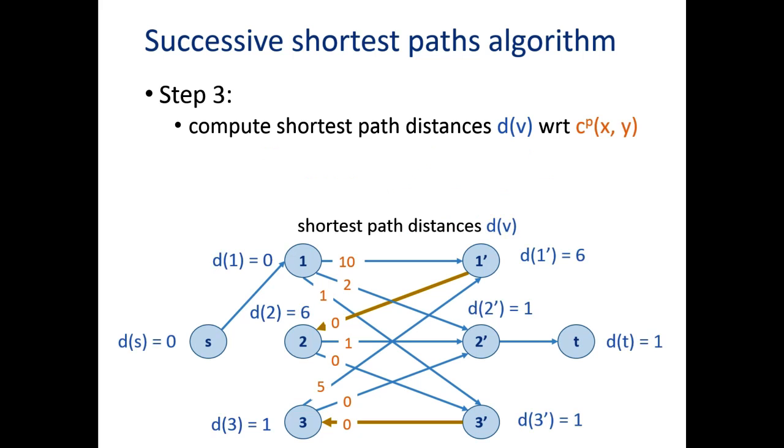Let's compute the distances. The reduced distances are 6, 1 and 1. So we could potentially match 1 and 2 prime directly. It would be a path of cost 1. But we can also do something else. We can have a path that goes like this. We can go this way, this way, this way, this way, just to make things interesting. Because that also has cost 1.